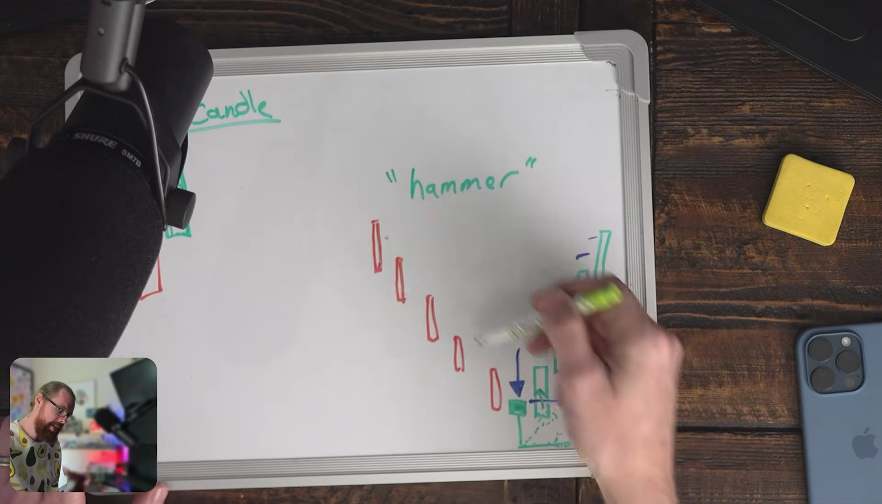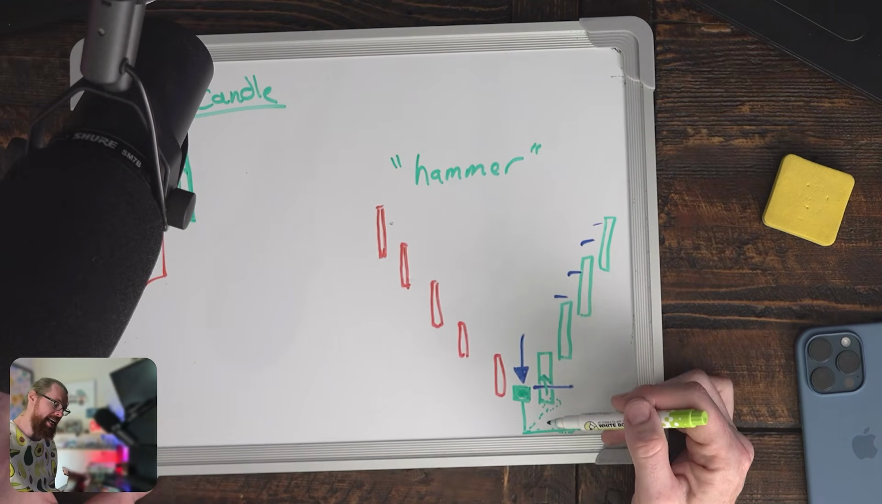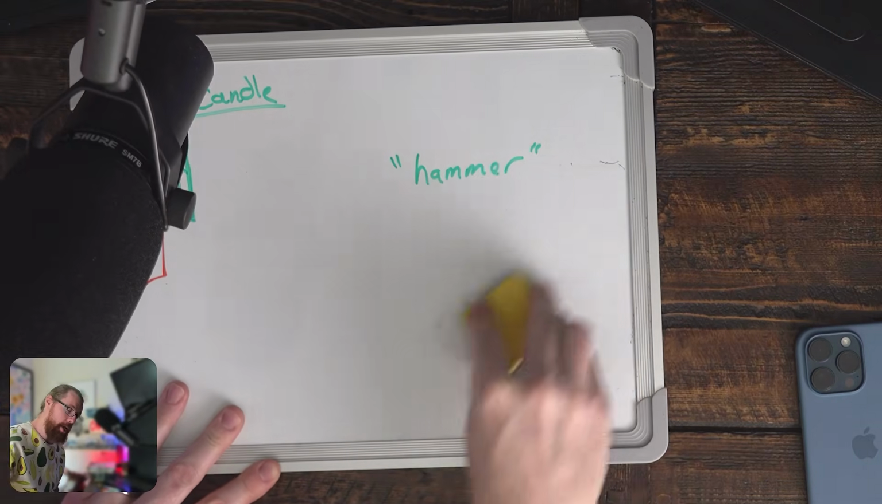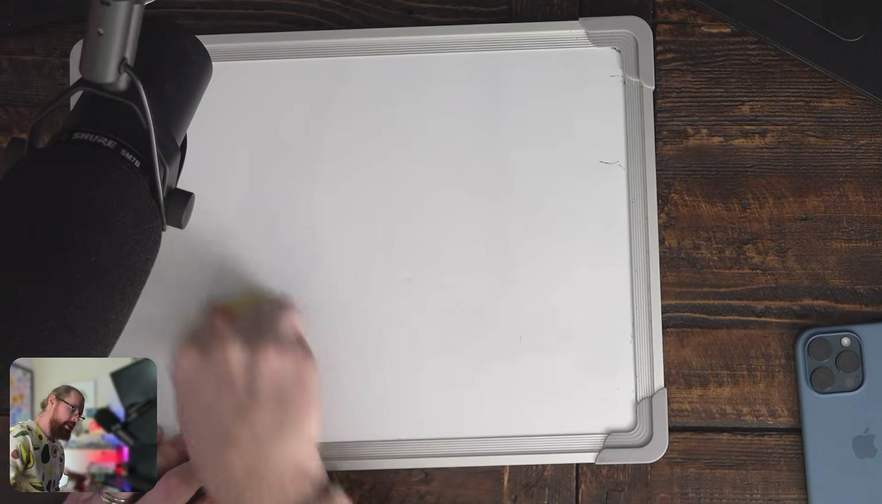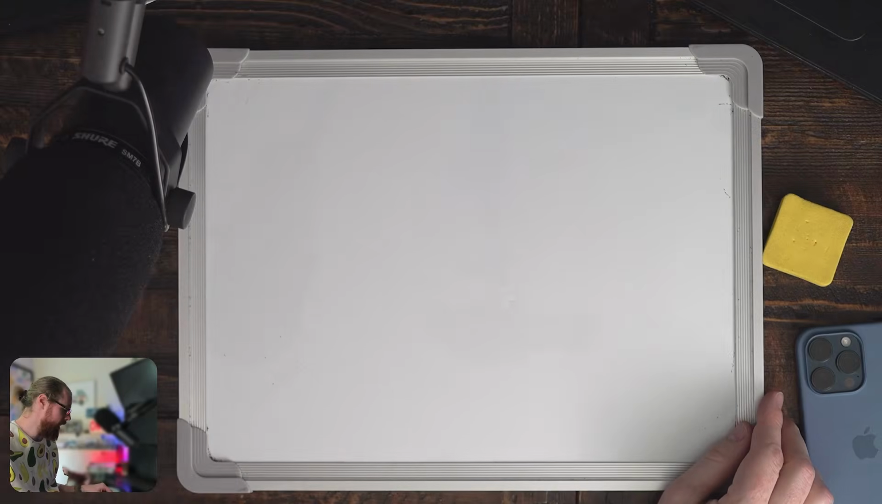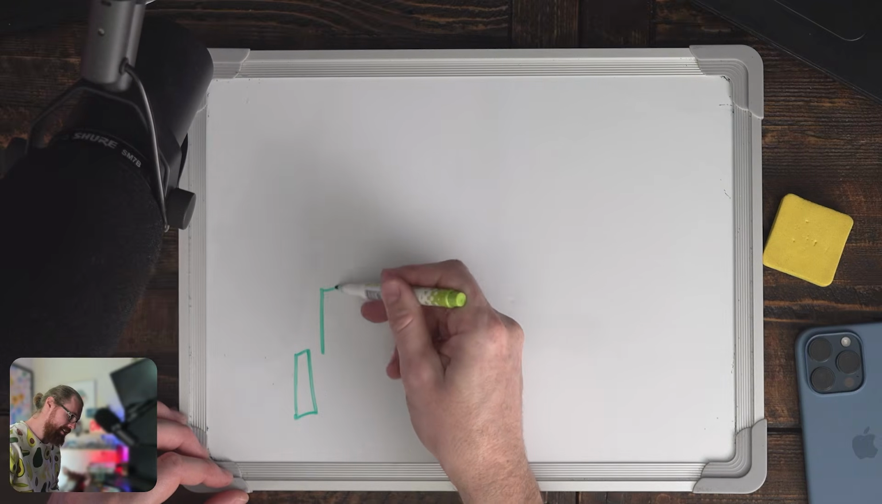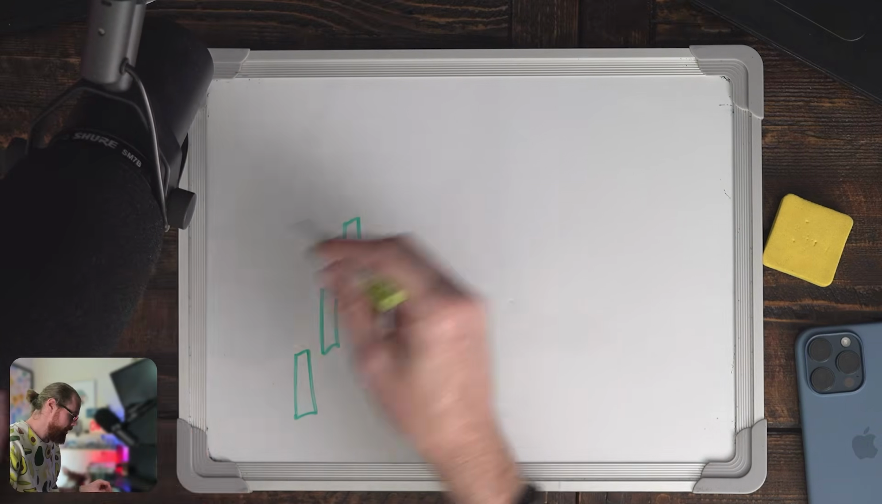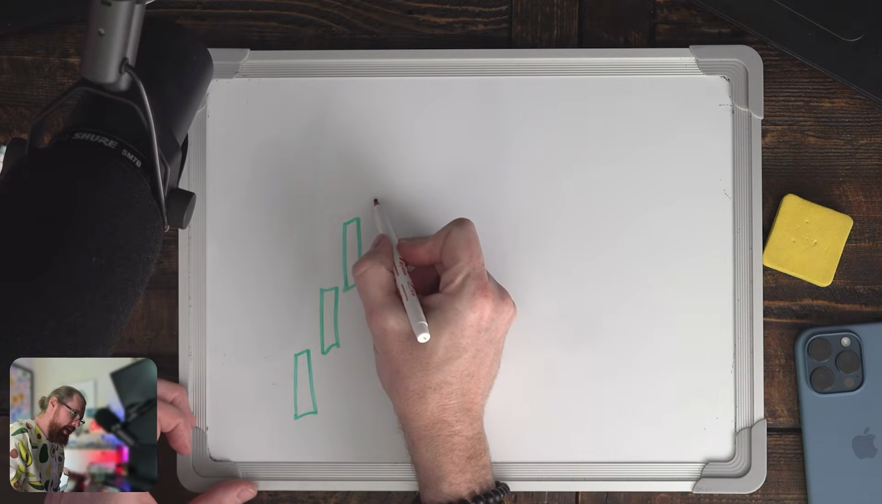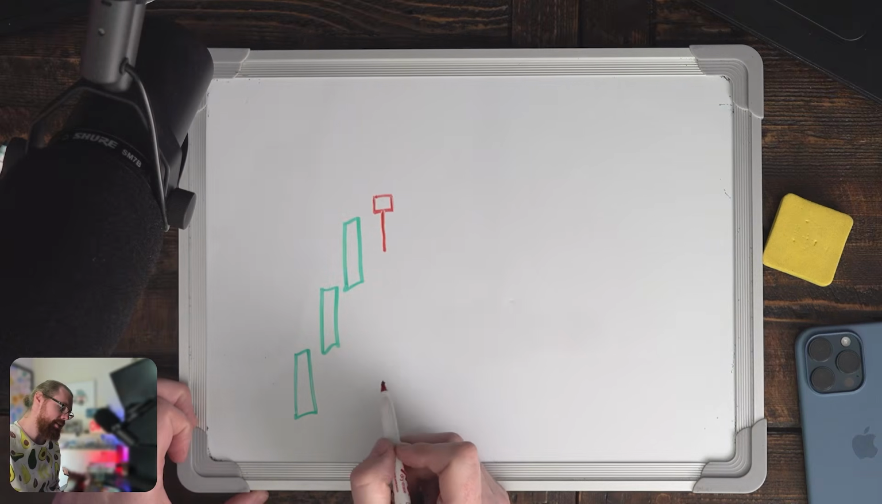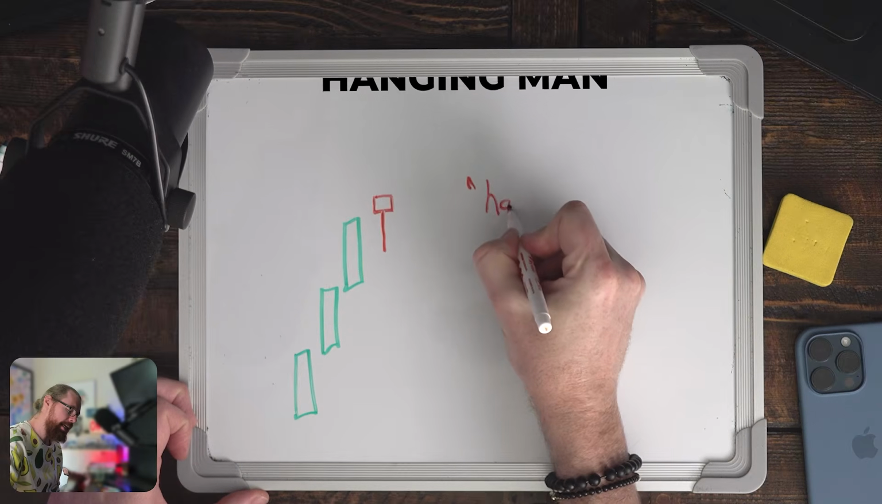So in this context right here, this is called a hammer. Now, I will tell you that it has another name that's a bit more ominous, but these names do communicate a bit of a story. So the hammer is communicating that the base is being hammered out. However, if we see this candle up here and it's red, this is called a hanging man.